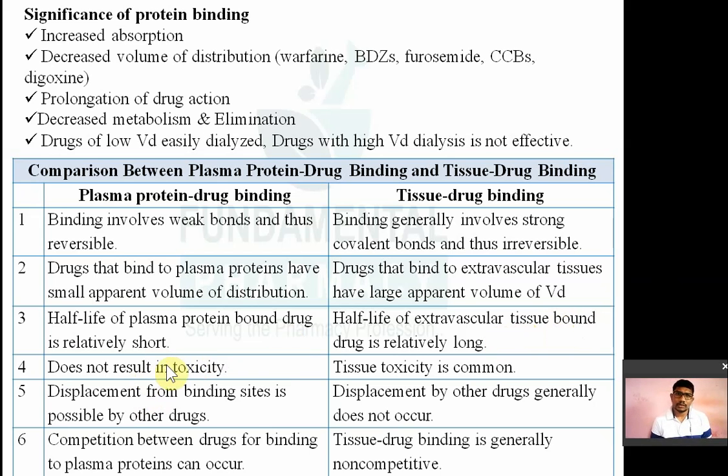Okay. Now plasma protein binding of drug does not result in the toxicity. Now extravascular binding of drug results in the toxicity. We have seen the example of chloroquine. Displacement type of drug interaction can be possible in the plasma protein binding. Displacement type of drug interaction is not possible in case of tissue binding. Now, competition between drugs for binding site leads to distribution interaction in the plasma protein binding. Tissue binding is generally non-competitive. Okay, so this was regarding the plasma protein binding of drug.